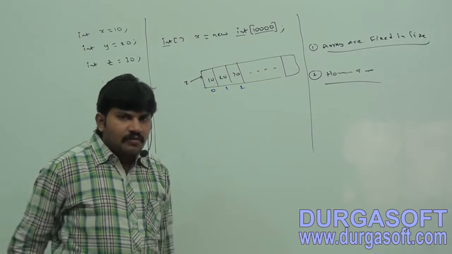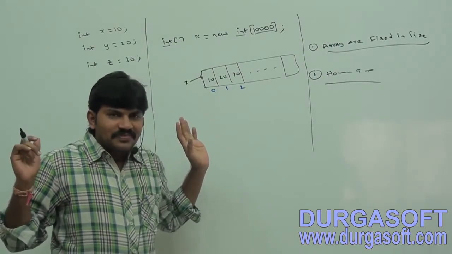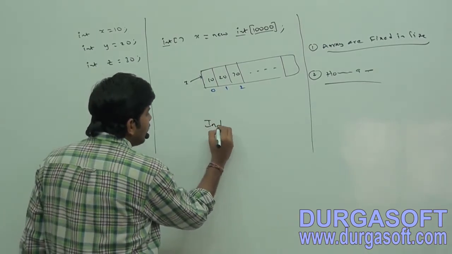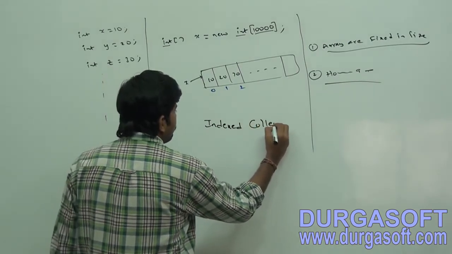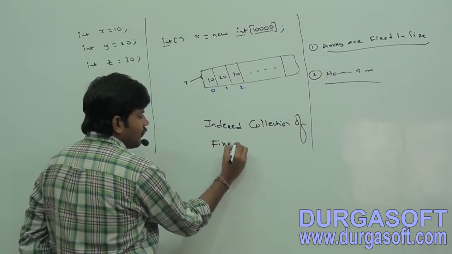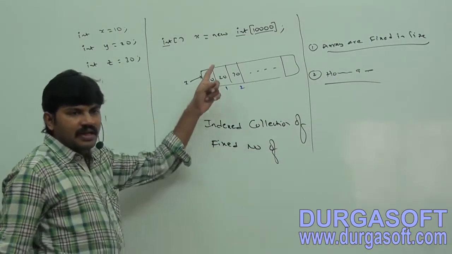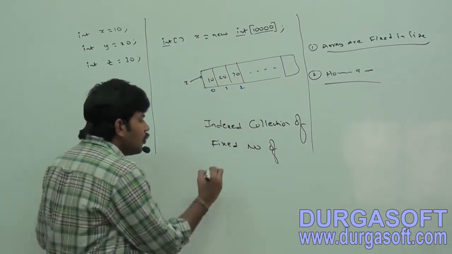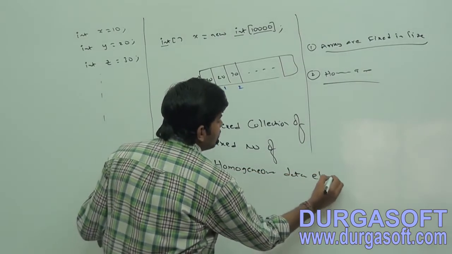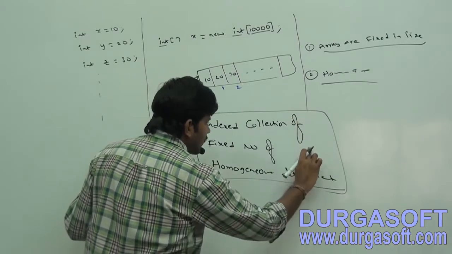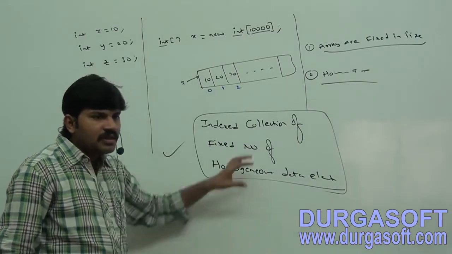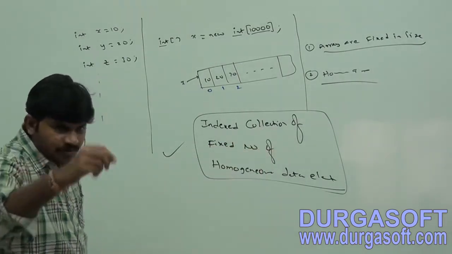Sir, can you define what is an array? An array is an indexed collection of fixed number of homogeneous data elements. Have you observed these words? Indexed collection of fixed number of homogeneous data elements is nothing but the concept of an array.